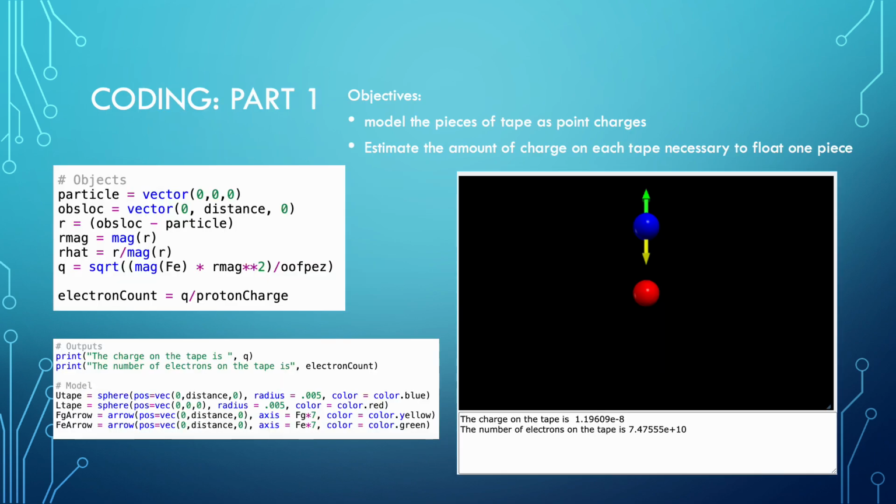Moving on to the coding, in part 1, the objectives were to model the pieces of tape as point charges and estimate the amount of charge on each tape necessary to float one piece. As shown here in a screenshot of my model, the two pieces are floating above one another with gravitational force pulling down and electric force pulling up. The model found that the charge of the tape is 1.19609 e to the negative 8.